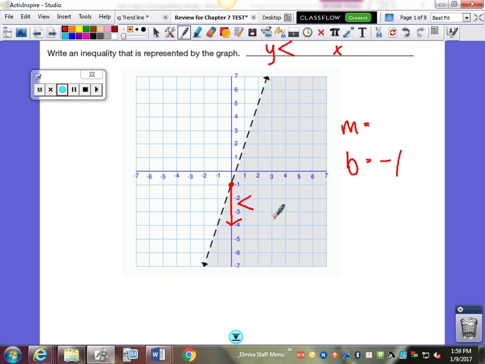Okay? Slope. I have a y-intercept already, and I see another point right here. It's the next available point that I see that's right on the coordinate grid. And hopefully you remember rise over run from last year. This is 3 and 1, so 3 over 1 is 3. So y is less than 3x minus 1.